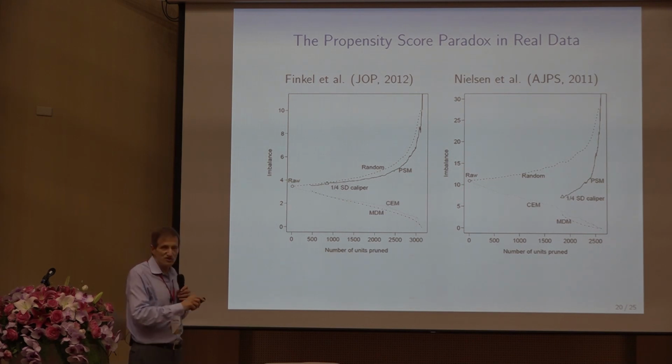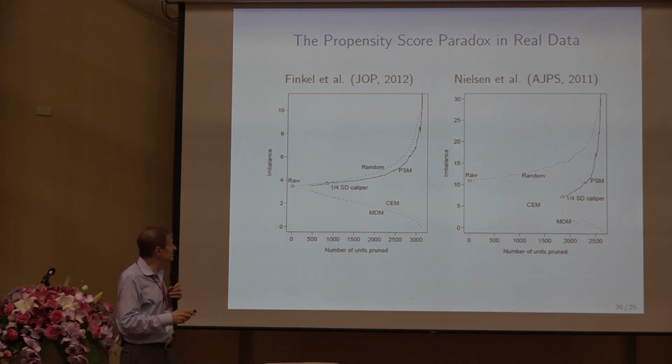Now, let's just do the one that makes sense. So Mahalanobis distance matching. We start here. We prune the worst observation. We calculate imbalance, and it goes down. We prune the worst observation, we calculate imbalance. So imbalance keeps going down and down and down. That's just exactly what you would expect. Coarsened exact matching is pretty much the same thing.